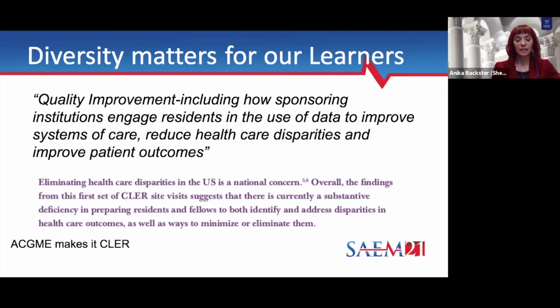Additionally, the CLER data suggested that there is a need to define the expectations with regard to demonstrating healthcare improvement efforts aimed at eliminating disparities in healthcare outcomes.